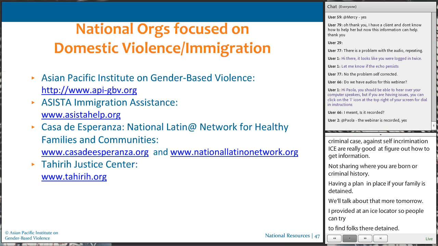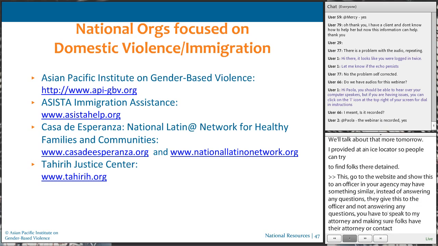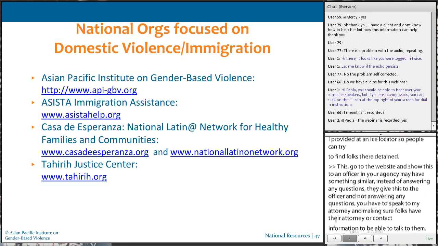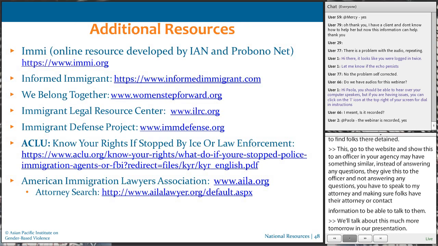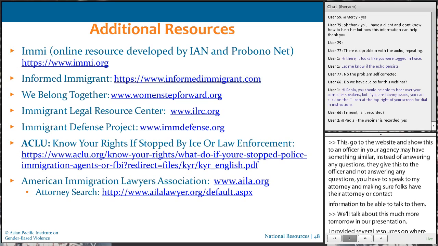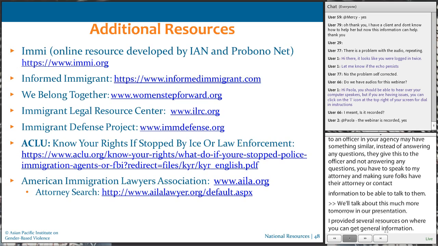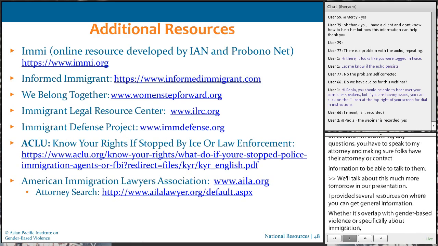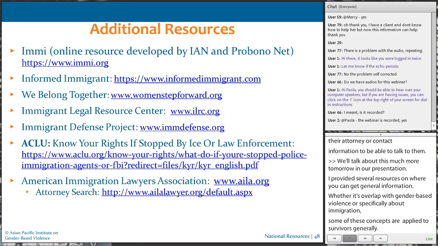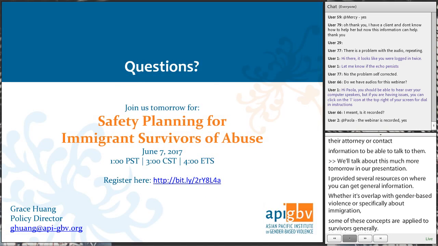We're going to talk about this much more tomorrow in our presentation on safety planning and advanced safety planning. But I've provided several resources for you on where you can get general information, whether about the overlap with gender-based violence or specifically about immigration. Some of these immigration concepts are going to apply to survivors generally. And then there are some more specific safety planning resources under additional resources.